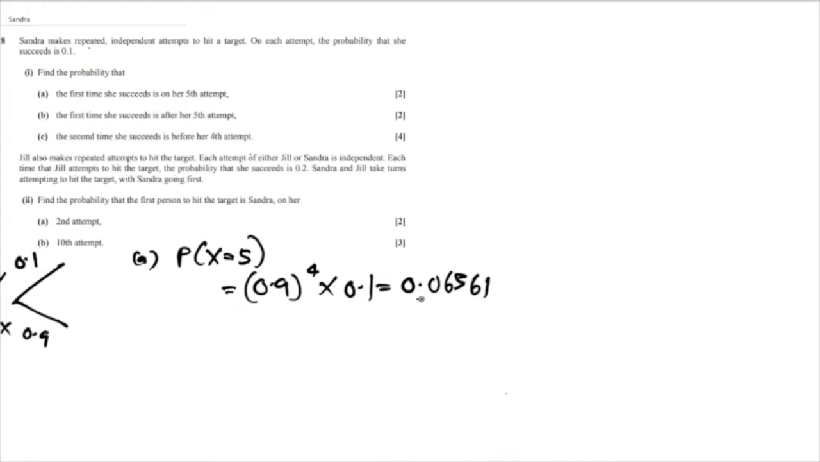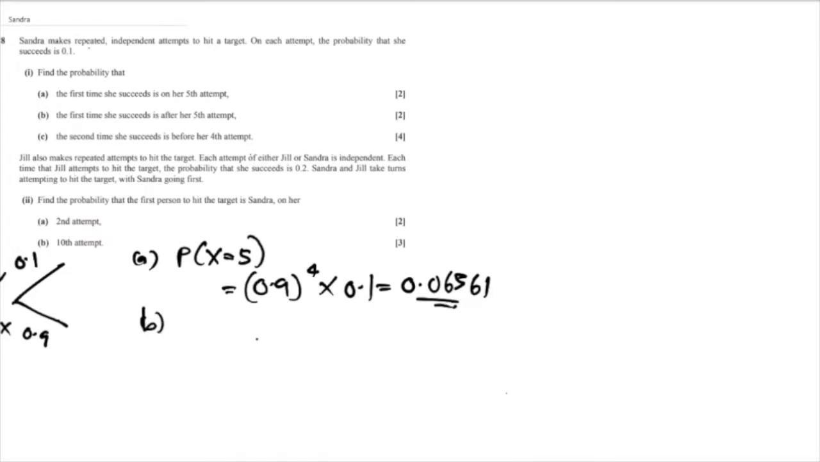Find the probability for A: the first time she succeeds is on the 5th attempt. So the probability here will be X equals 5. We have done so many questions, so I'm not going to write the formula, I'll go straight to the answer. It should be q to the power of r minus 1. Here q is 0.9 to the power of 5 minus 1, which is 4, multiplied by 0.1, and the answer is 0.06561.